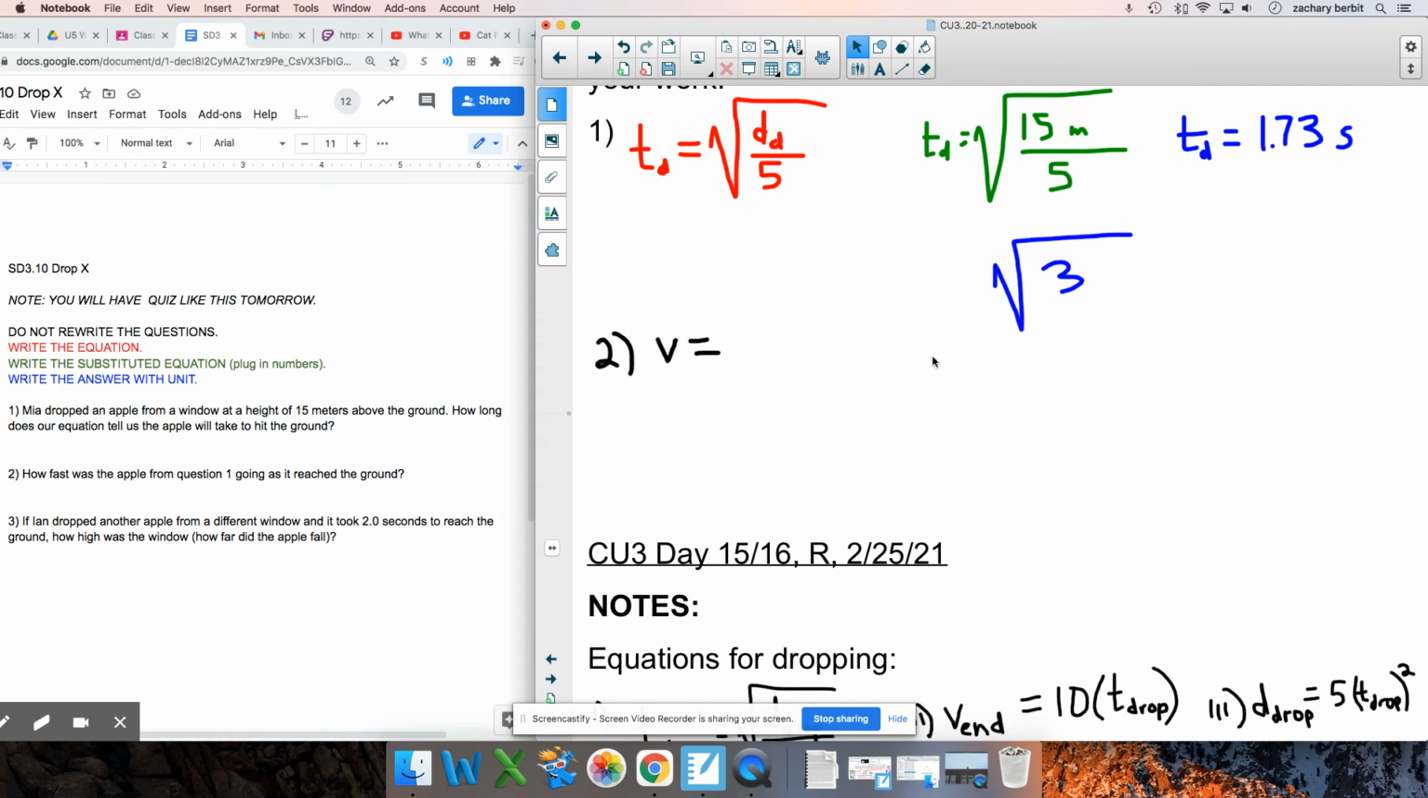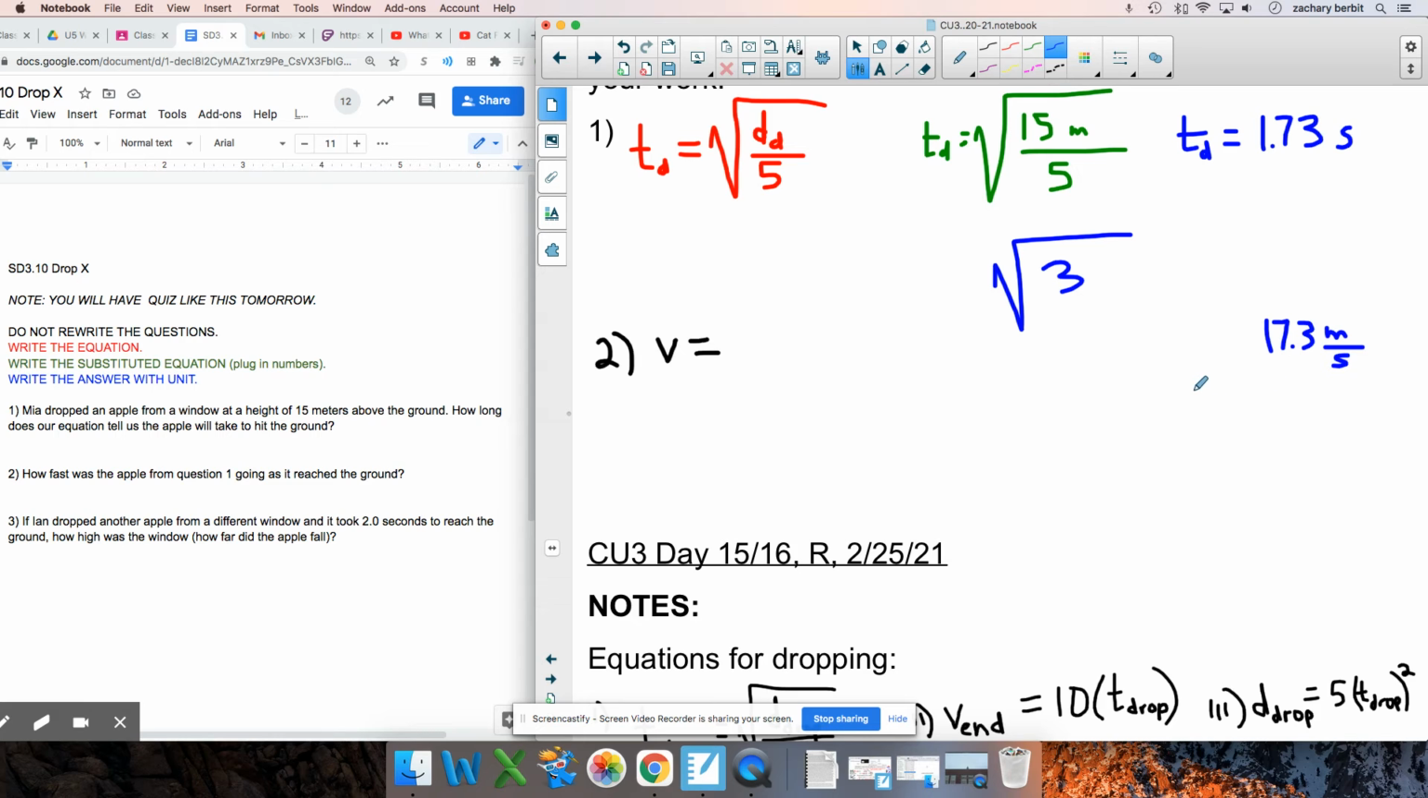Then you have to substitute in. It's going to be 10 times 1.73. And so your answer should come out to 17.3. And the unit for this one is a meter per second. Yes, I'm going to want you to know that tomorrow. The unit for speed is meter per second.